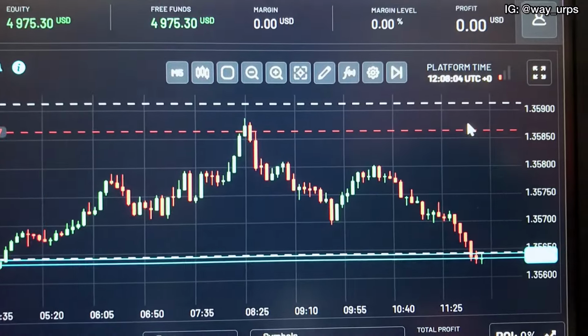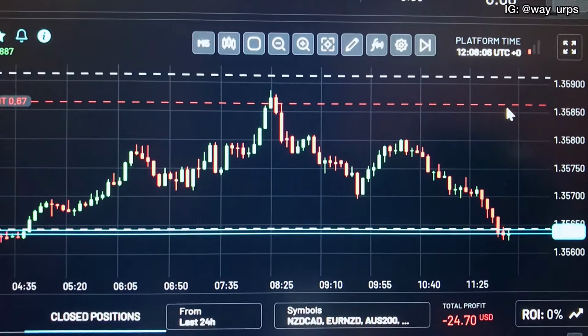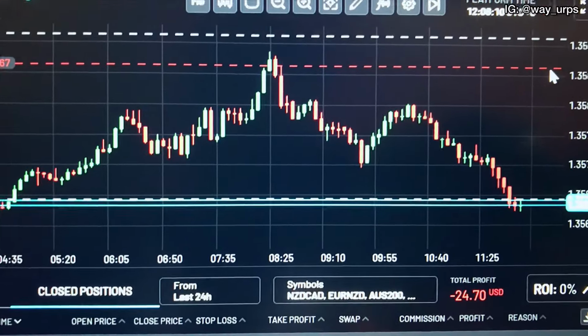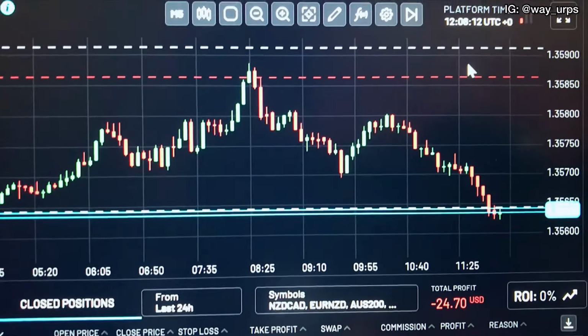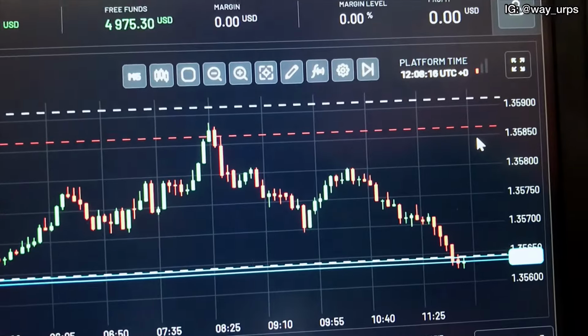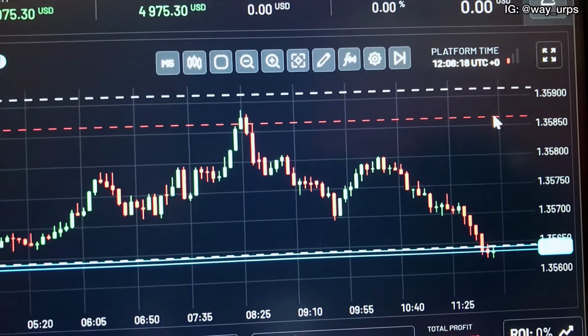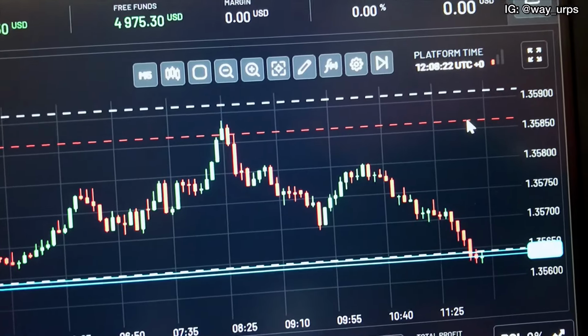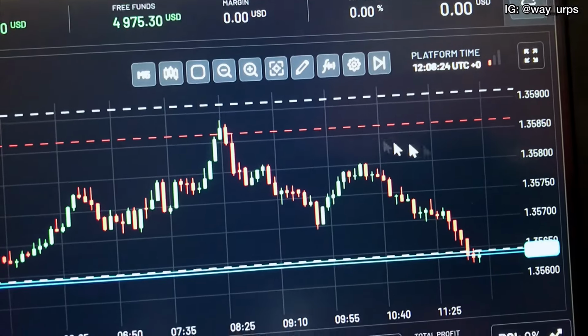What's funny is that this pair is very, very funny. This is a 5 pip stop loss for a 20 pip gain. So let's see how it goes. Small stop loss, but it's not just small. The pair does not really move that much. It's not like I'm the one that made it small. The highest stop loss I've used is 10 pips. It doesn't really move that much.